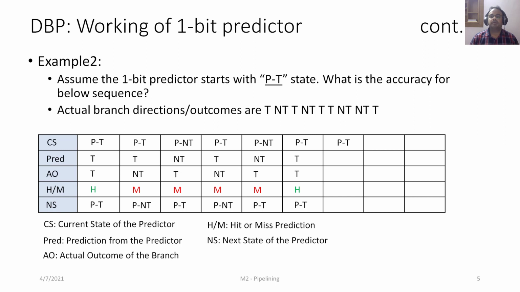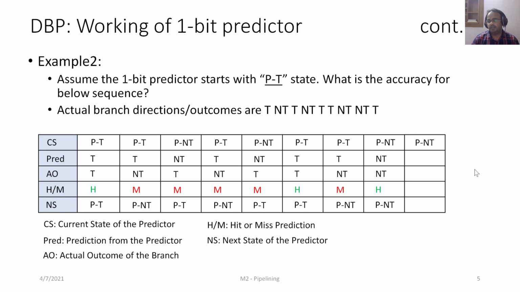The seventh time we start in the predict taken state, and the actual branch outcome is not taken. So there is a mismatch. So we switch the state to PNT. The eighth time we start with PNT. We'll predict that it will not be taken, and the actual branch outcome is also not taken. So it is a hit prediction. So we continue to be in PNT.